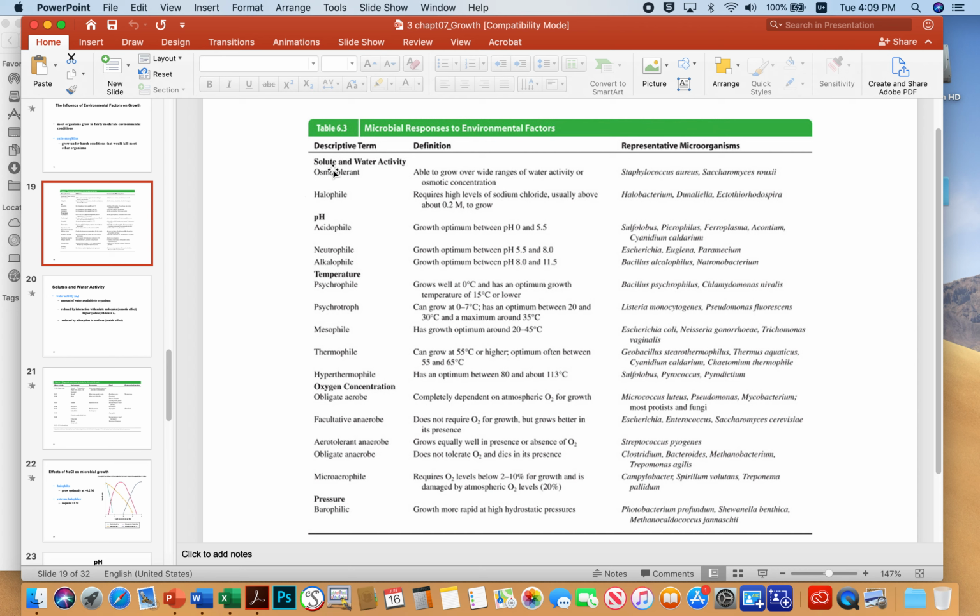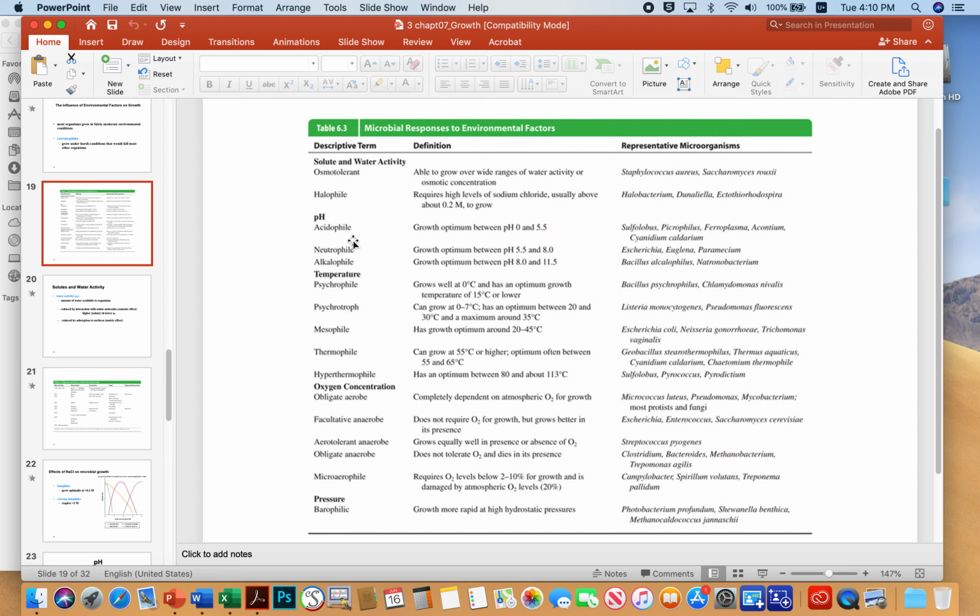With osmotolerant organisms, the suffix tolerant means the organism can handle it, but it's not ideal. So they're tolerant of osmotically unfavorable conditions. But a halophile, on the other hand, is somebody who loves salt. So phile means loving, and halo refers to salt. These are organisms that can live in the Great Salt Lake in Utah or the Dead Sea and so forth. Acidophiles are acid-loving microbes, and so their pH range is in the acidic range.